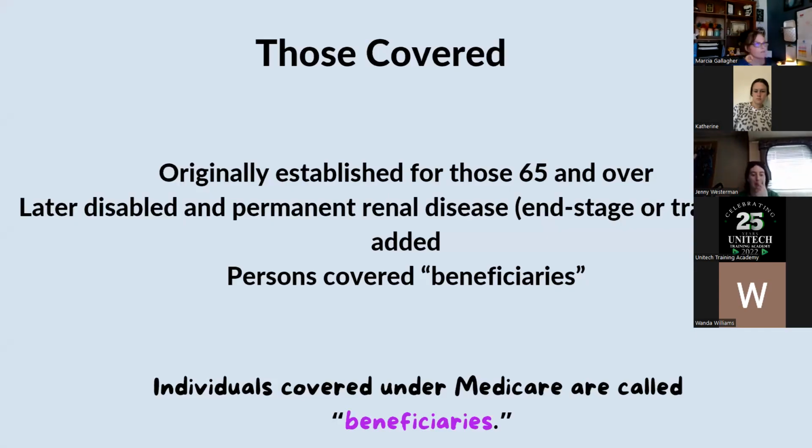Okay, so who's covered? It was originally established for people who were 65 and over, but later the disabled and those with permanent renal disease, end stage, or transplant were added. The people who are covered by Medicare are called beneficiaries. Remember, beneficiaries are who gets the benefit. I think we had that key term last module, didn't we?